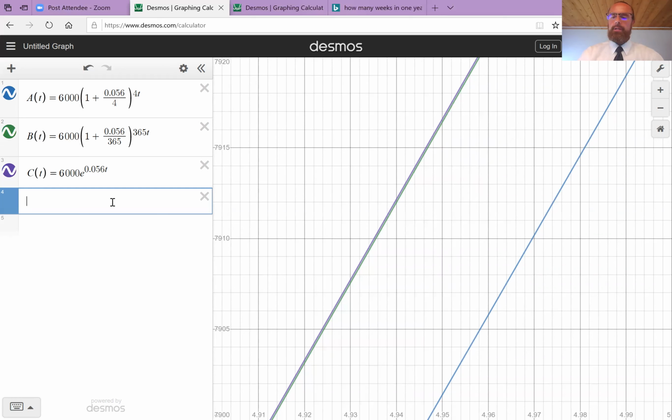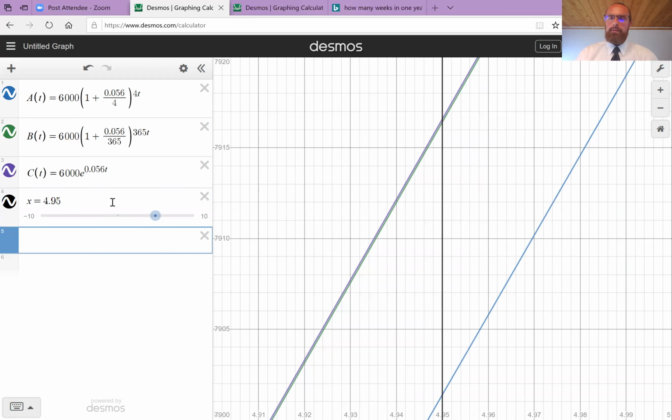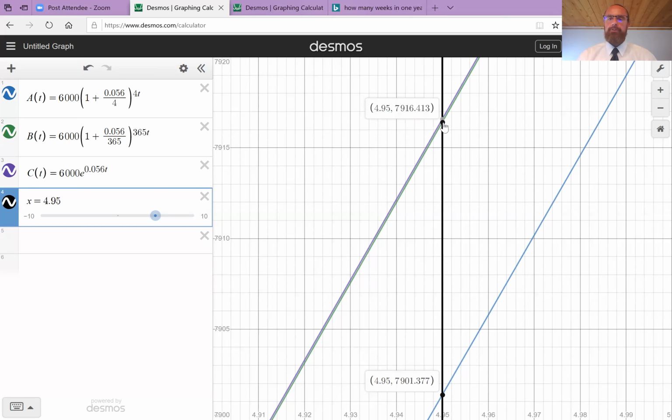So if I type in a line x equals 4.95, definitely we can see at 4.95 years, I'd have $7,901.38 if I was doing it quarterly. If I was doing it daily, it'd be $7,916.41. If I was doing it continuously, it'd be $7,916.58. Okay, so definitely something to think about as you get ready to deposit and invest money in different kinds of accounts.